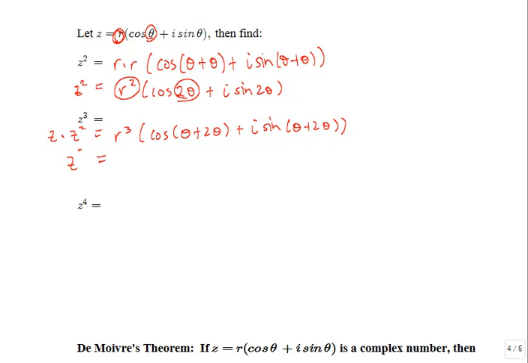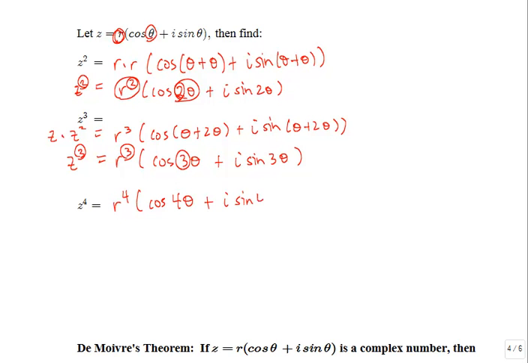And what we end up with for z cubed then is that it's r cubed, parentheses, cosine of, and theta plus 2 theta is 3 theta. And so it's also going to give us an I sine 3 theta as well. So can you see what the pattern is? If we squared, we ended up with a square on the outside and a 2 in front of that angle. If we cubed, we ended up with a cube on that r and a 3 in front of that theta. So using a similar process, we would predict that z to the 4th should be r to the 4th, cosine of 4 theta plus I sine 4 theta.